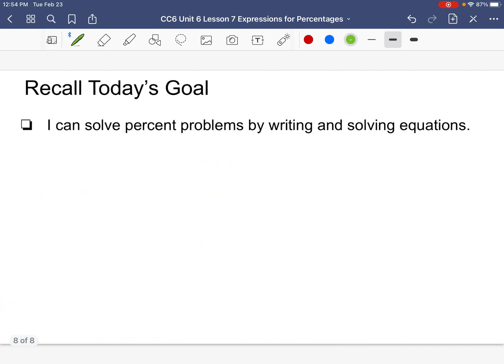So today you saw how to write and solve equations to solve percent problems. And that's the end of today's lesson.